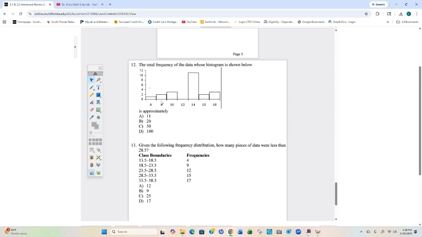Here's how you get it. Remember, in this one, the frequencies are represented by each bar. So this one is 1, this one is 2, this one is 3. We add those together, we get 6. This one looks like it's about 10 or 11. Let's say 10. That'd be 16. This one looks like 2, 18. This one looks like 3. I get 21. So the closest thing to that, it is approximate, is 20. So you should have answered B.